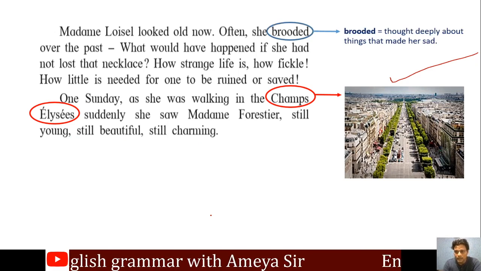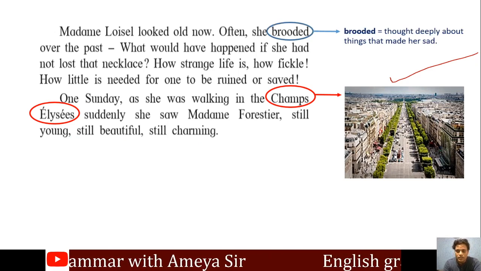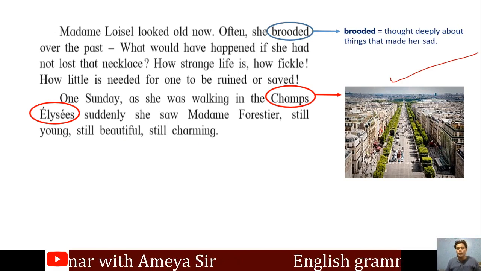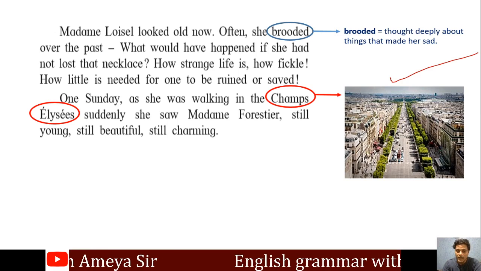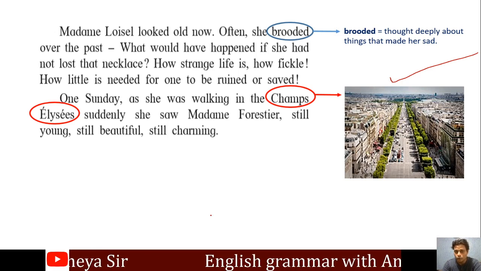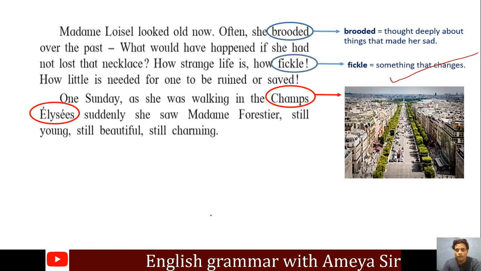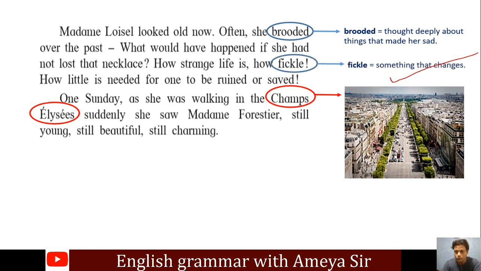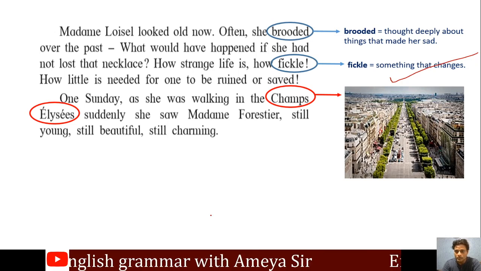So, brooded means thought deeply about the things that made her sad. She was wondering how life could have been different had she not lost that necklace. Well, even better, had she not even asked for it. Well, now she is thinking about it. So, brooded probably is new for you. Fickle is surely new for you. I don't think you've heard of this before because it was new for me, I'll be honest.